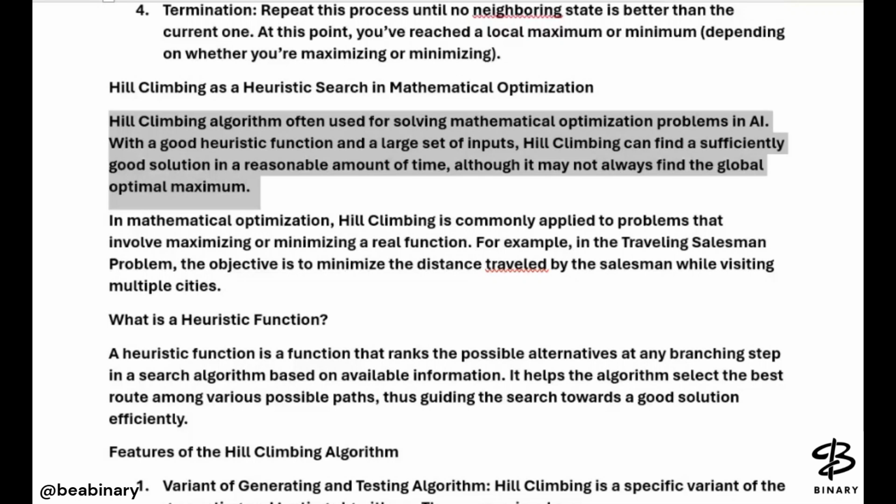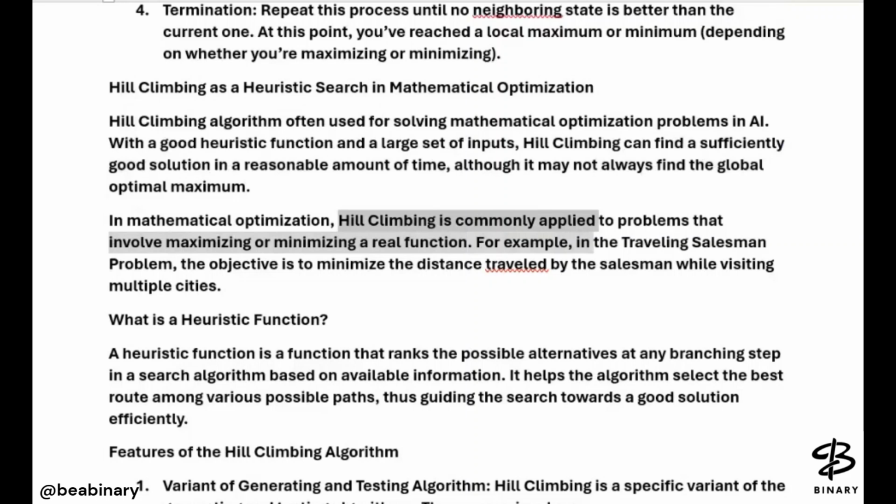In mathematical optimization, hill climbing is commonly applied to problems that involve maximizing or minimizing a real function. For example, the traveling salesman problem, where the objective is to minimize the distance traveled by the salesman while visiting multiple cities. So here it will minimize a real function. What is the heuristic function? In each and every heuristic search algorithm there is a need for a heuristic function.